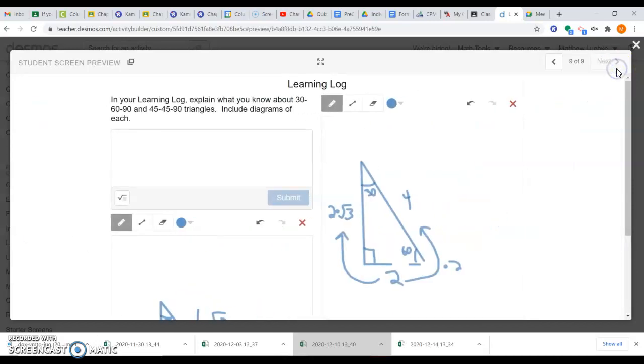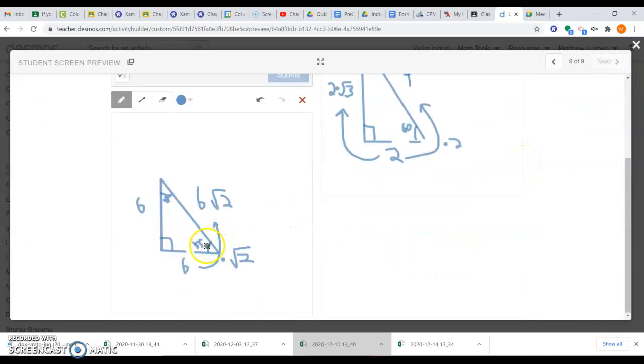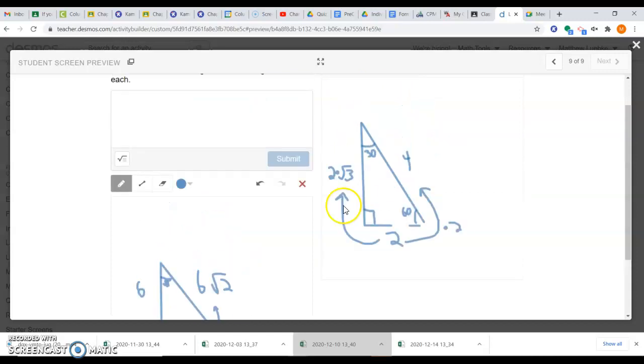Okay, so again, in the generic version of the triangle, the sides across from the 45s are the exact same. So in this case, it was 6 and 6 that I came up with. Then your hypotenuse is your short leg times the square root of 2. For 30, 60, 90, your short side, which I could call x again, is x, then it's x times the square root of 3 for the long leg, 2 times x for the hypotenuse, and again, if I plug in 2 for x for my short side, then it's 2 times the square root of 3, and 2 times 2, which should give you 4.